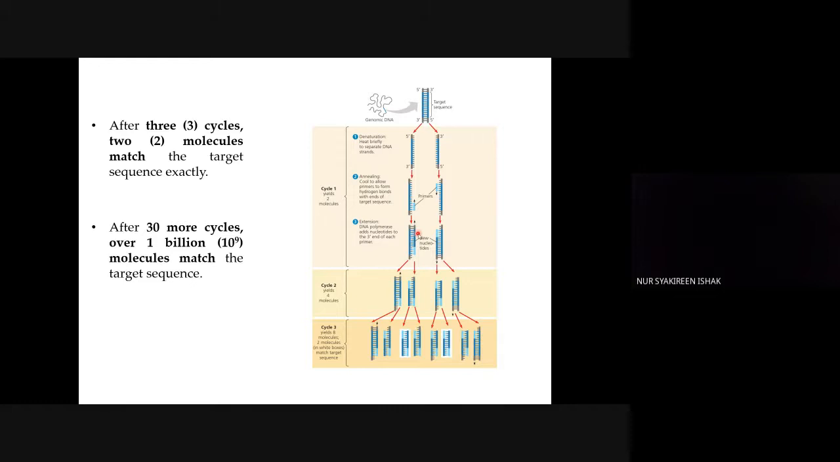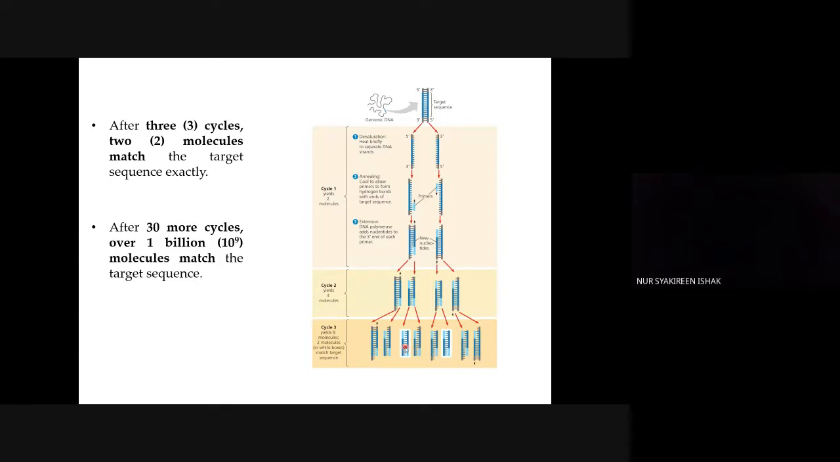Okay, so the application is the same. Every time that you need to add with DNA polymerase, it is always at the 3' end. Okay, so after 2 cycles it yields 4 molecules. After cycle 3 it produces 8 molecules of DNA. Okay.